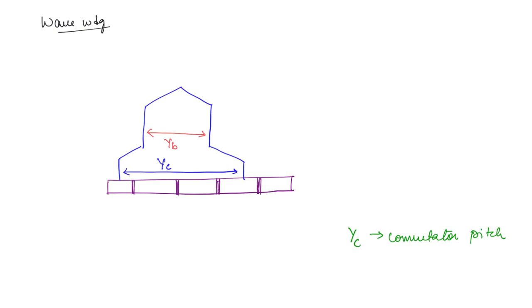Then where will the next conductor start? If it is going to start like this, then the distance between this and this will be the front pitch. And once again it will continue like that.